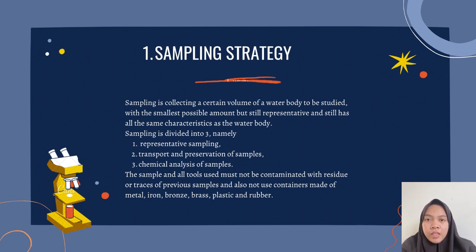Sampling is collecting a certain volume of a water body to be studied with the smallest possible amount but still representative and still has all the same characteristics as the water body. Sampling is divided into three, namely representative sampling, transport and preservation of samples, and chemical analysis of samples.